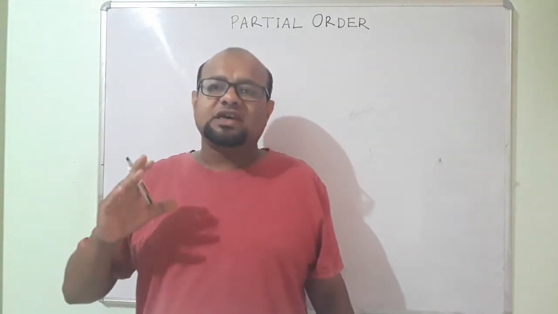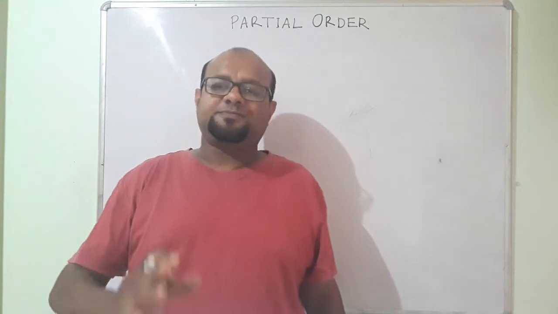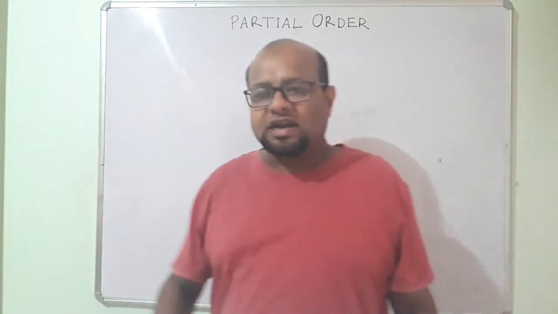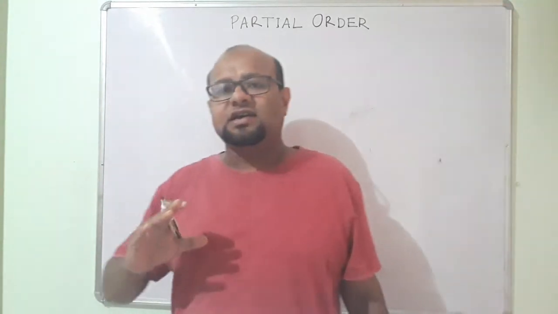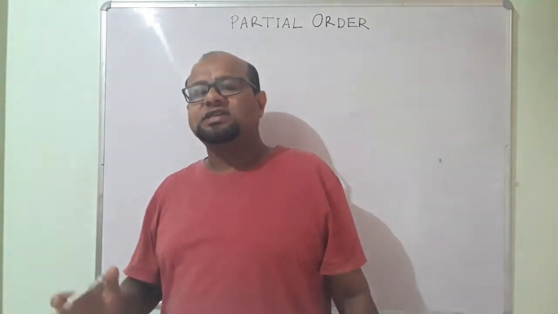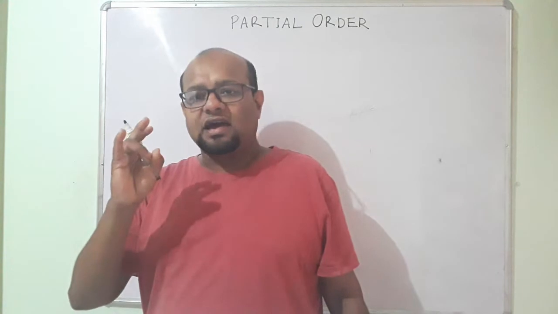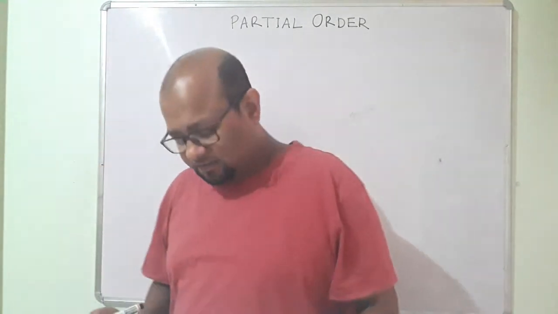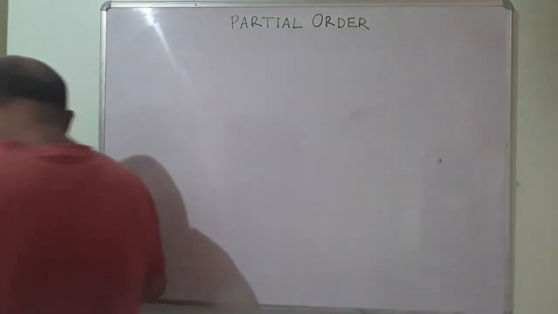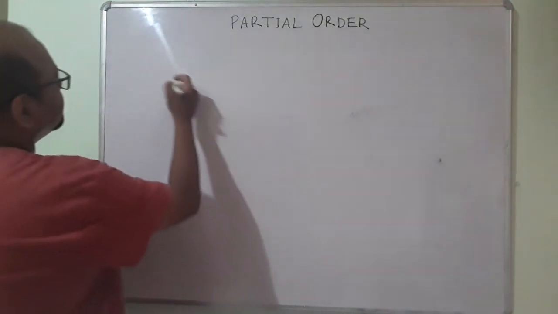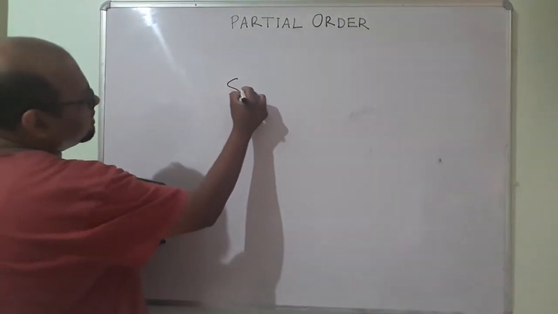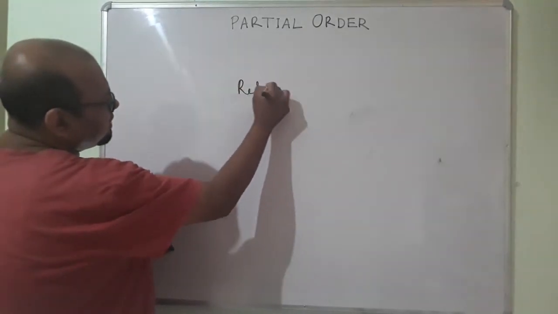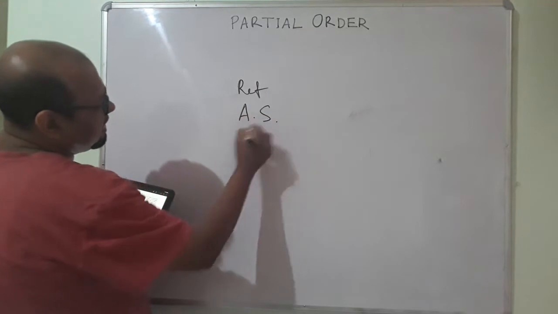Previously, we saw that a relation on a set was an equivalence relation if it was reflexive, symmetric and transitive. Now we are saying that a relation is a partial order if it is reflexive, antisymmetric and transitive.